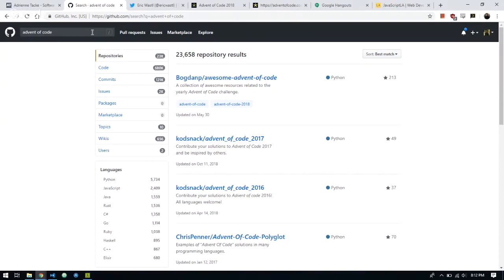So you'll see anyone else that has shared their solutions. Some people have done it in Rust. Some people have done it in other languages. But we're working on the same problem. Correct. So for this, yes, for this year.